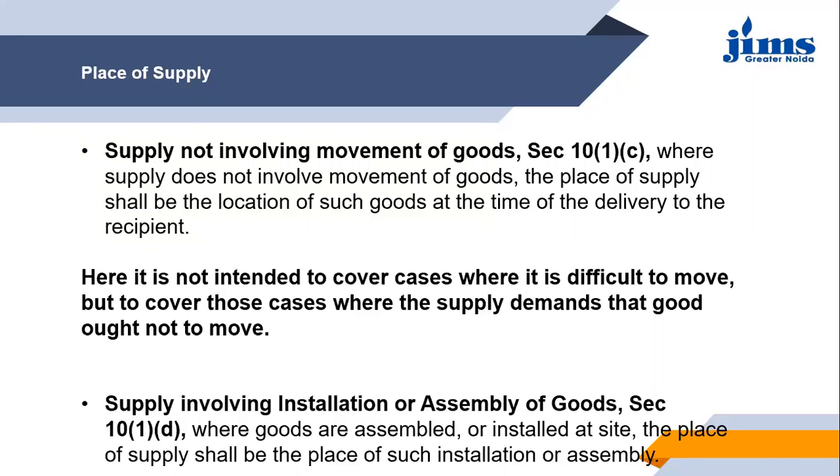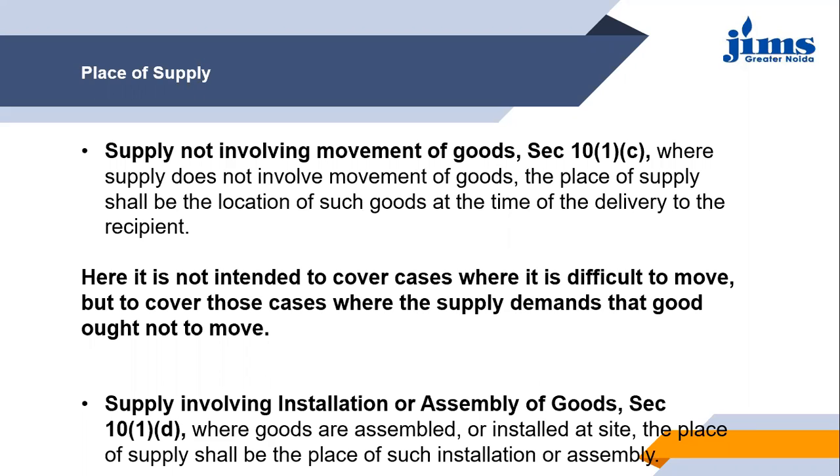Now, suppose the next situation is where the location of the supplier is in Lucknow, okay? Then the place where goods are installed is, let's say, Chandigarh, and the place of business of the recipient is Delhi.